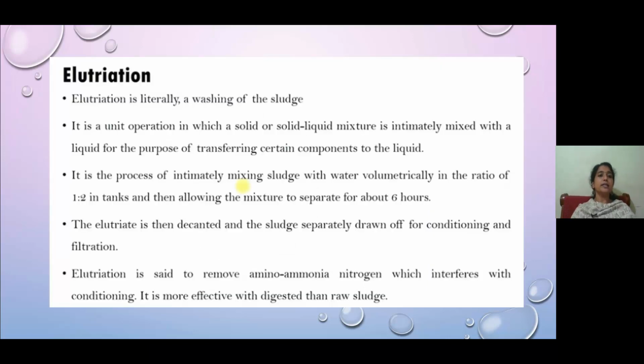Then elutriation. Elutriation is literally a washing of the sludge. This washing of the sludge is done in order to remove the ammonia nitrogen present in the sludge, which interferes with the conditioning process of this sludge. So in order to avoid its presence, elutriation is done. That is, the sludge collected from the desludging process is elutriated, and then sent for the conditioning process.